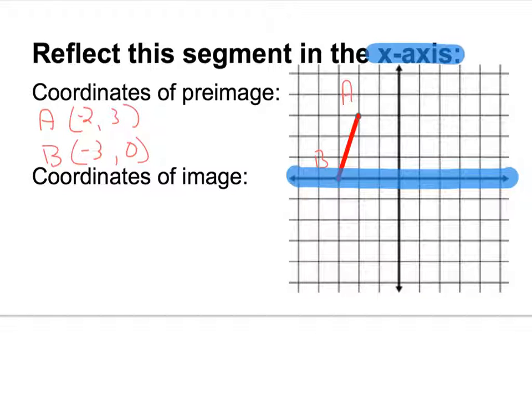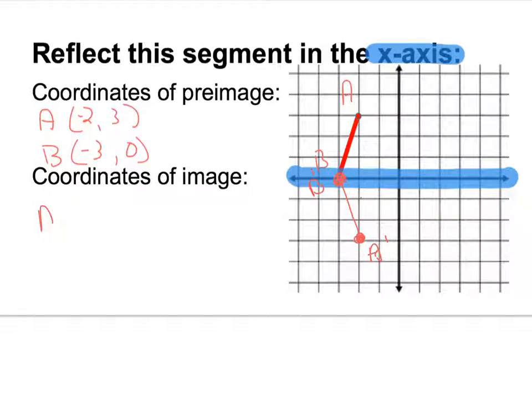And then we will start out with the A point. So that is 1, 2, 3 above the x-axis. We're going to go 1, 2, 3 below the x-axis, and that's going to be our A prime point. With B, B is right on the x-axis, so B and B prime are going to be the exact same point. Label that B prime, and then you can go ahead and draw your line segment.